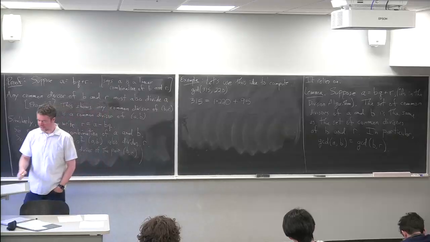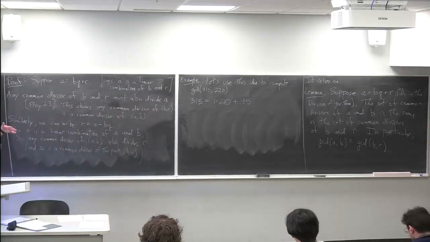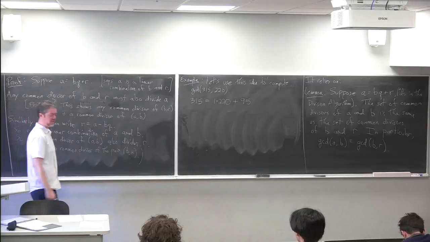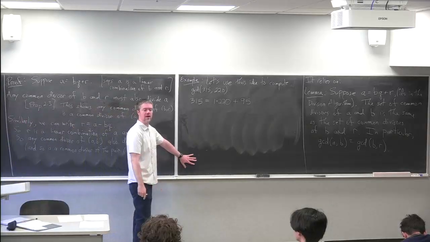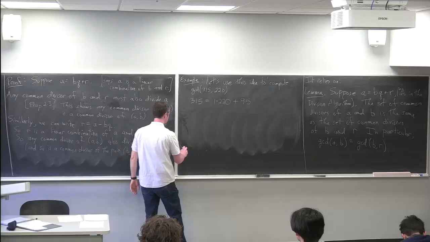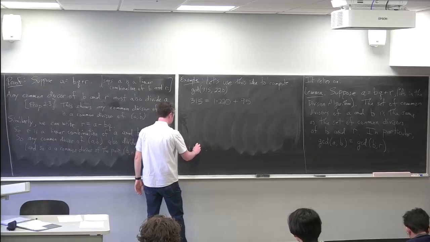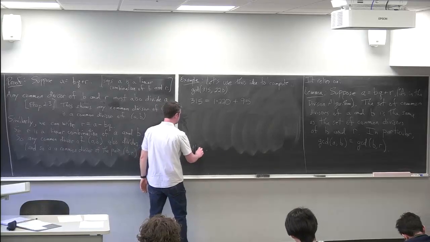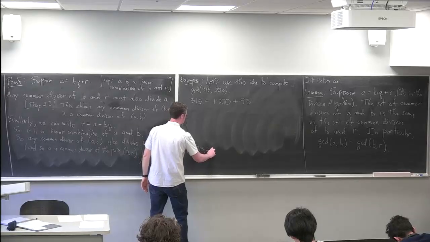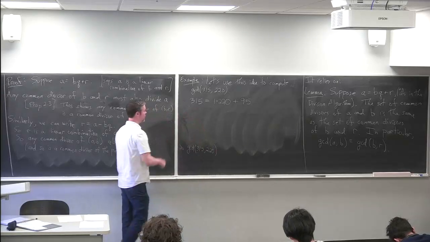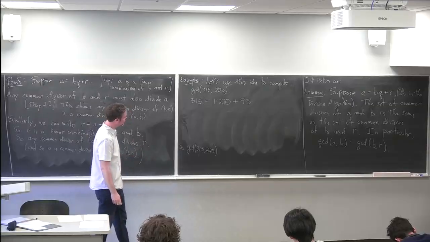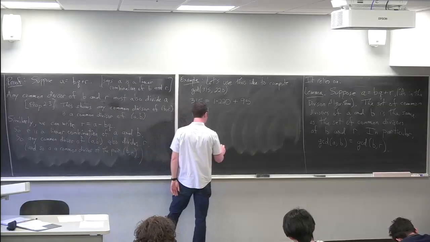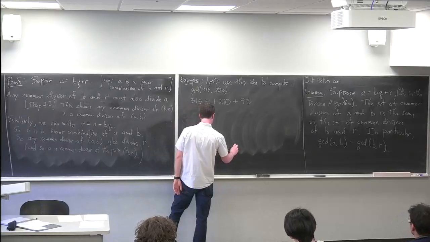So that's sort of the first step. And we're going to put some steps in between, but the big idea then at the bottom is this. So we'll fill this out as we go. But applying this lemma to this particular equation, it tells us that whatever the GCD of 315 and 220 is, it's the same thing as the GCD of 220 and 95.